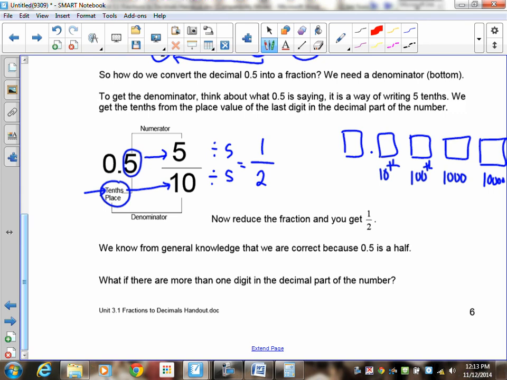Okay? So what if there's more than one digit here? What if this 5 wasn't the last one? What if there were more digits here and here? Well, in that case, your denominator is going to change. If there are 2 digits, you're going to have 100. If it's 3 digits, you're going to have 1,000 in your denominator. So let's take a look at a question.